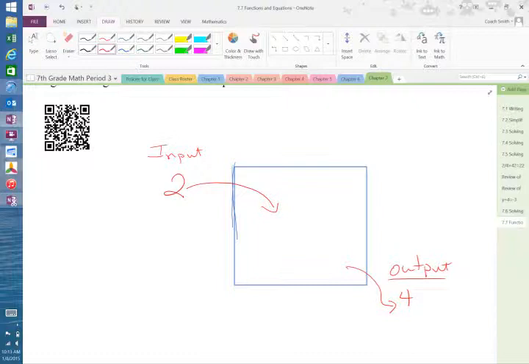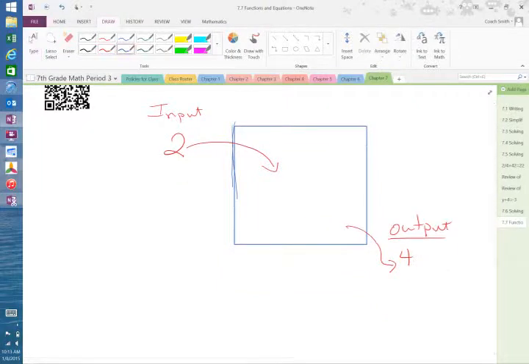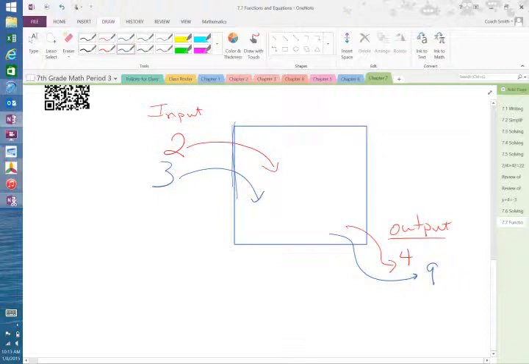Well, let me add another number here, and let's see if it helps you understand what we're doing. You put in 3, and it comes out 9. I put in a 4, and it comes out 16. So what are we doing?